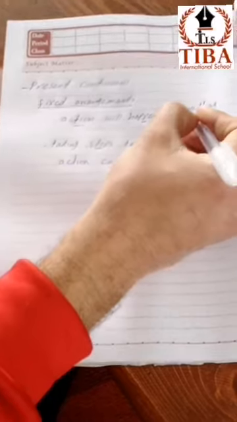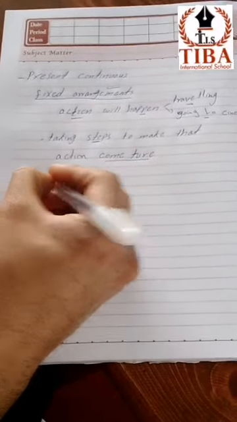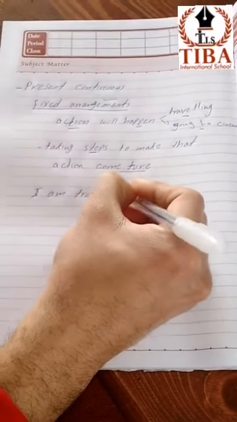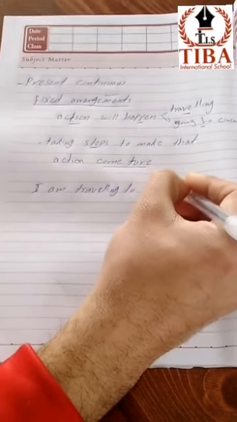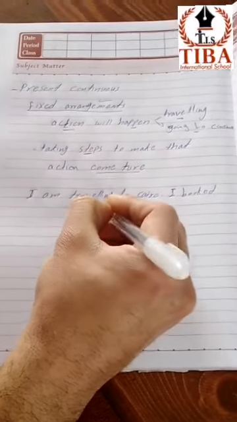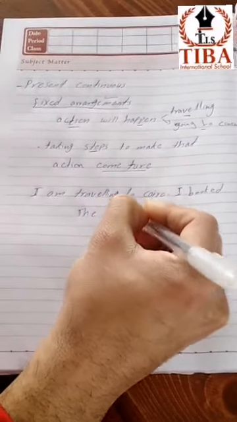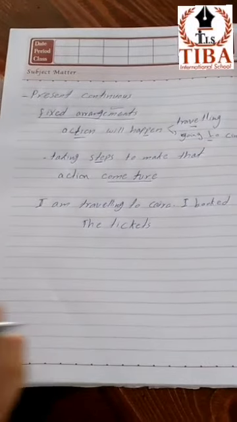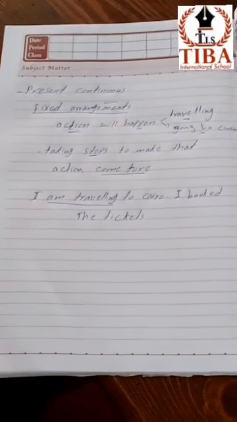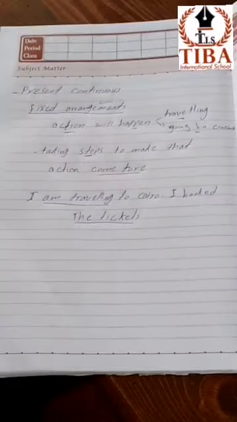So there's a great difference between planning to travel or going to the cinema and making arrangements to make that action come true. For example, I am traveling to Cairo. I booked the tickets. So, traveling to Cairo in the present continuous form means that I already arranged for it. What is my clue? I bought the tickets.